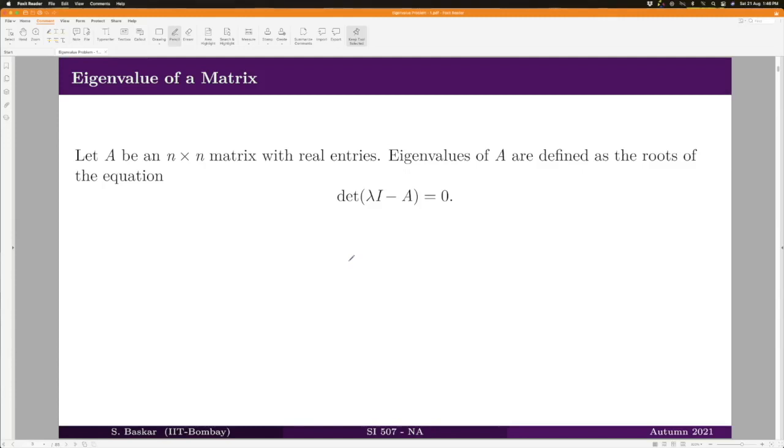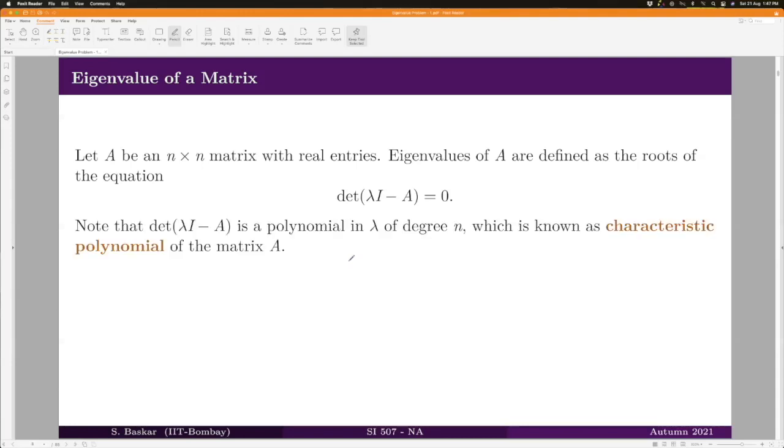For that, let us quickly recall what an eigenvalue of a matrix is. You are given a matrix A, which is an n cross n matrix with real entries. The eigenvalues of A are defined as the roots of the equation determinant of lambda times the identity matrix minus A equal to 0. Note that this is a polynomial equation in lambda of degree n, and it is called the characteristic polynomial of the matrix A.